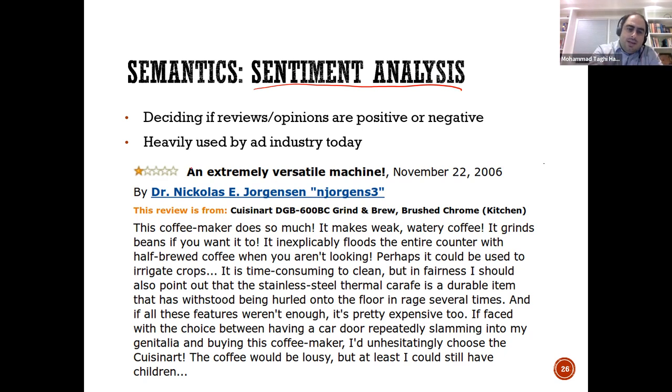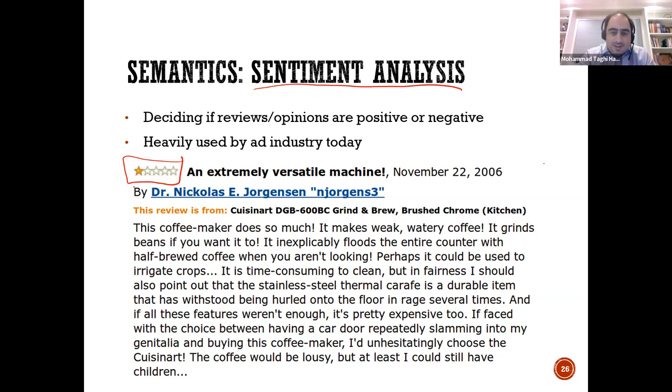Say I don't give you this part, what is the rating: an extremely versatile machine. That is the one written by this guy. And say I don't give you this score. Then the issue is whether this is a positive thing or negative. Extremely versatile machine seems like a good thing.